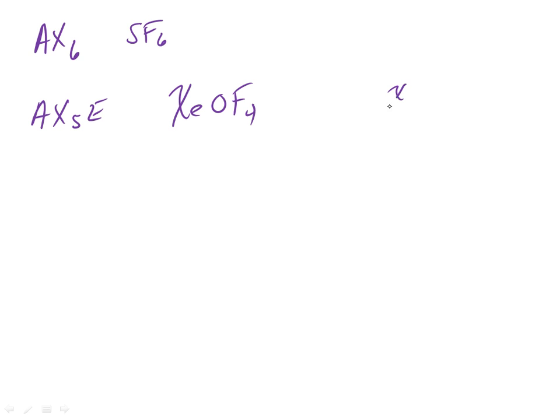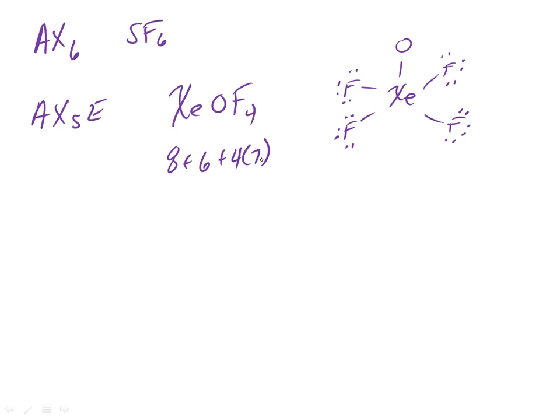When we did the Lewis structure for this, we had the xenon with the 4 fluorines attached, and we had the oxygen attached here, and we had 8 electrons around each fluorine. And remember this one, it was 8 for this, plus 6 for this, plus 4 times 7 for this as far as valence electrons go. So we're dealing with 28 plus 14, 42. And we found out that the best Lewis structure looked like this because it had the lowest formal charges.